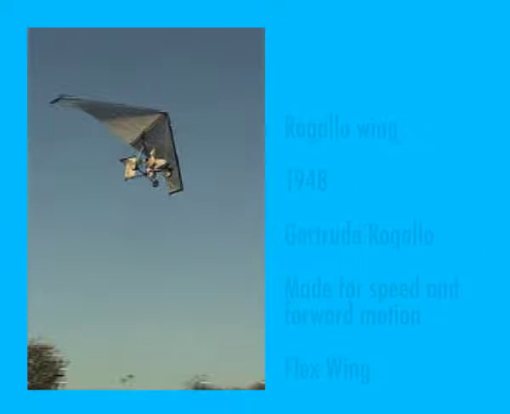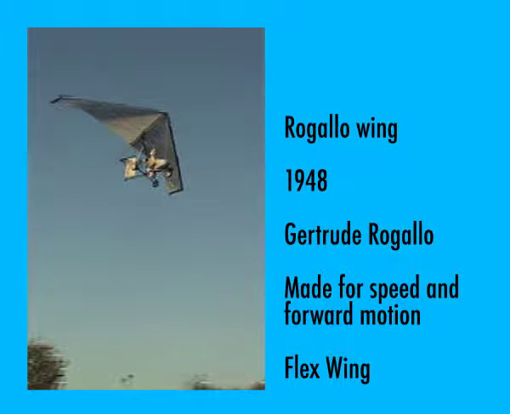Next we have the Rogallo wing, 1948, designed by Gertrude Rogallo. It is made for speed and forward motion. It was made with what is called a flex wing.